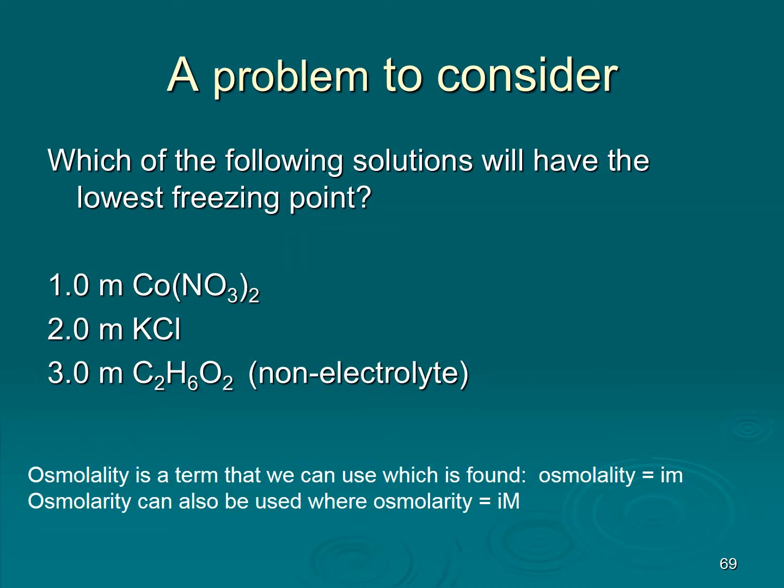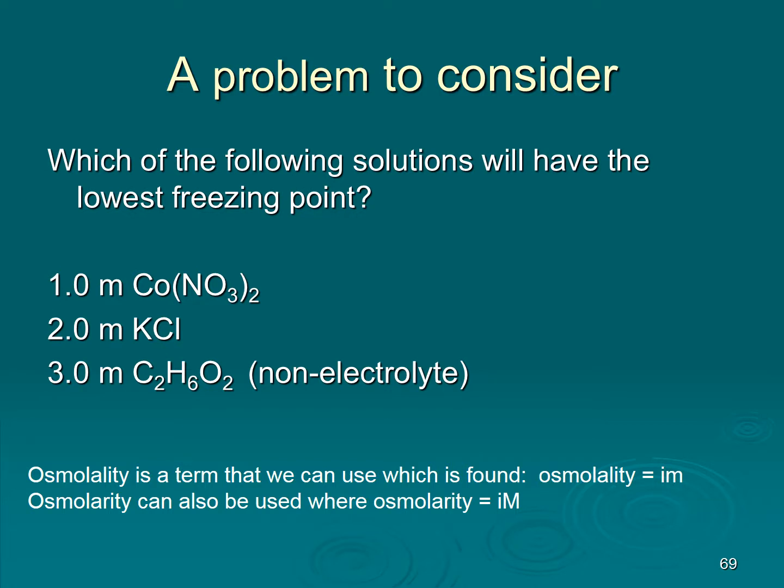Right, so let's look at a problem. Which of the following solutions will have the lowest freezing point: 1 molal cobalt nitrate, 2 molal potassium chloride, or 3 molal C2H6O2, which is ethylene glycol, or antifreeze? Notice that that is a non-electrolyte. In order to figure this out, you could plug this into the equation and find delta Tf because we know Kf and we know the molality. But since the K is the same no matter what, we can just look at these concentrations and figure out which one will have the lowest freezing point if we don't need to know the actual amount.